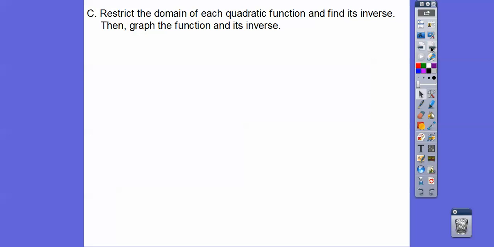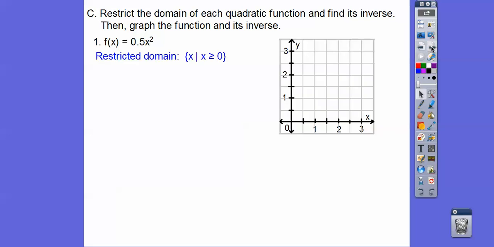So let's restrict the domain of each quadratic function and find its inverse, okay? And then graph the function and its inverse. So actually I should have put cubic functions on here also. But the quadratics, we got to restrict the inverse. We got to make x greater than or equal to 0.